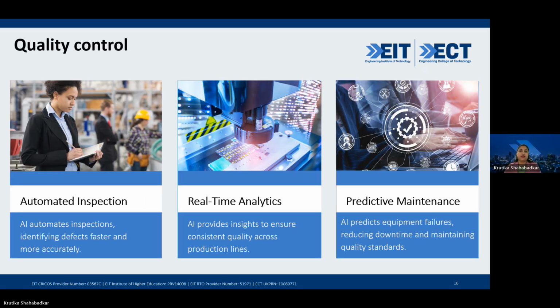Quality control. AI automates inspections, identifying defects in products with greater speed and accuracy. The real-time analytics provide immediate insights to maintain consistency across production lines. And predictive maintenance plays a role here as well, ensuring equipment remains reliable to uphold the quality standards. So AI's role in quality control means fewer errors, less waste, and ultimately better products for customers.